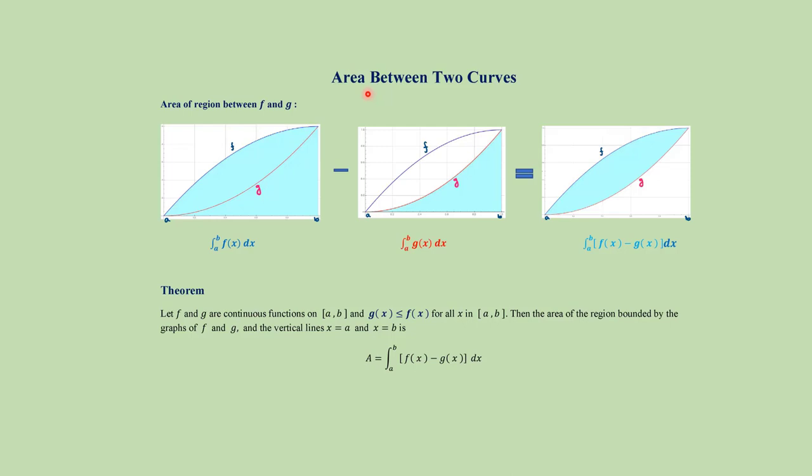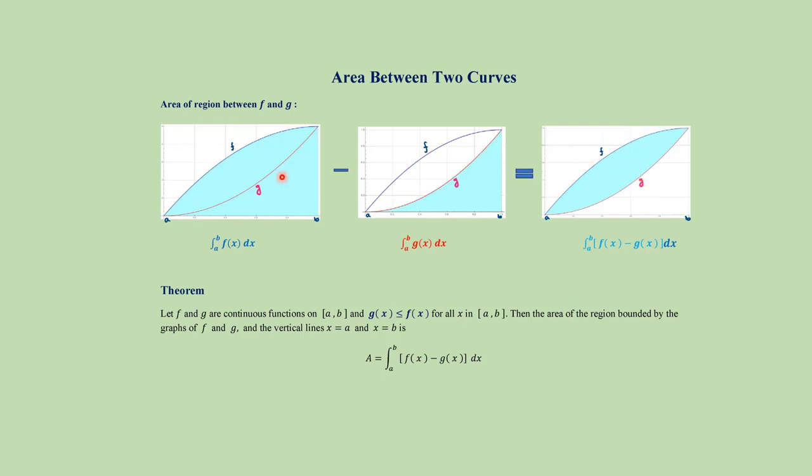In this video, we will learn how to find the area bounded by two curves. Suppose there are two continuous functions f and g, and we want to find the area of the shaded part which is bounded by the functions f and g.